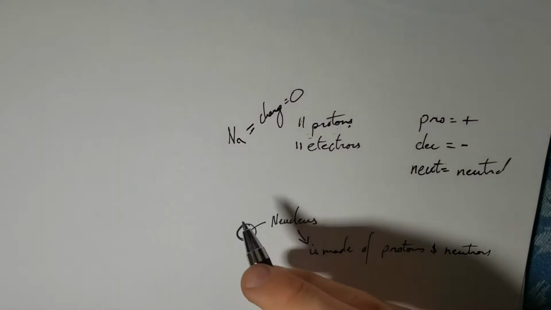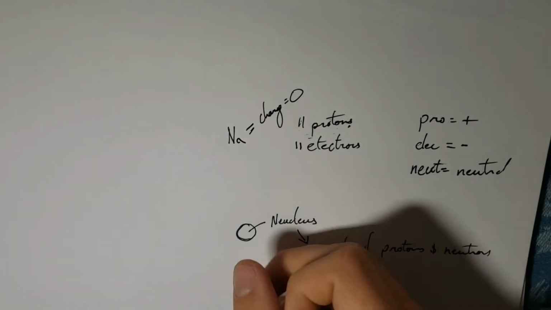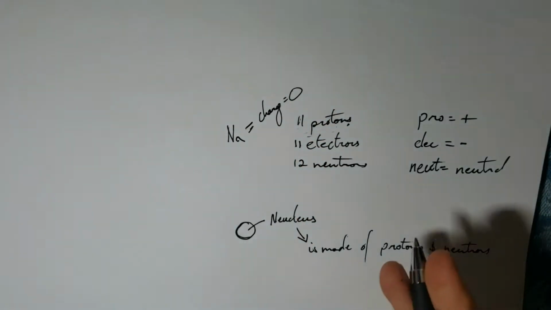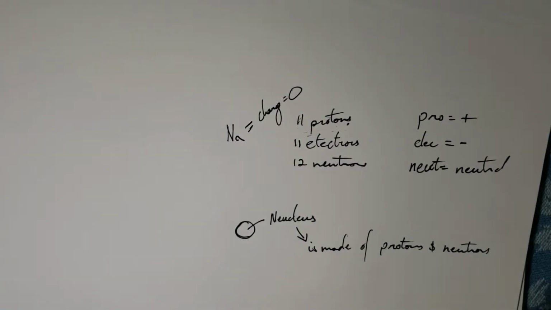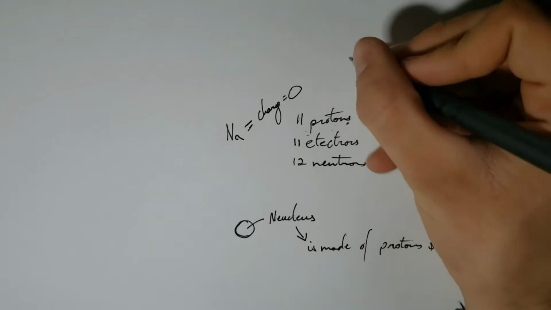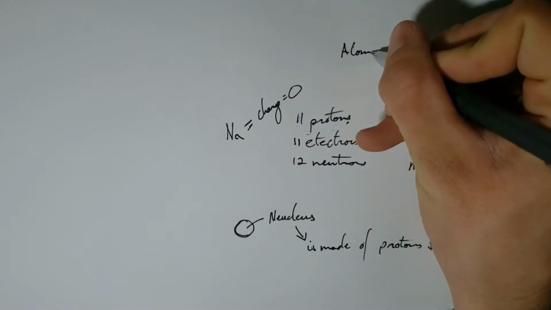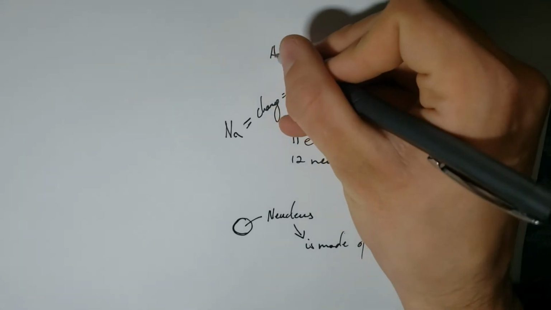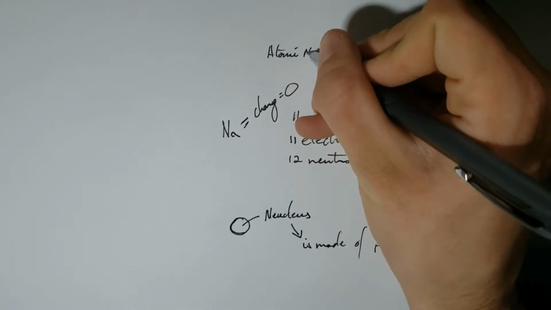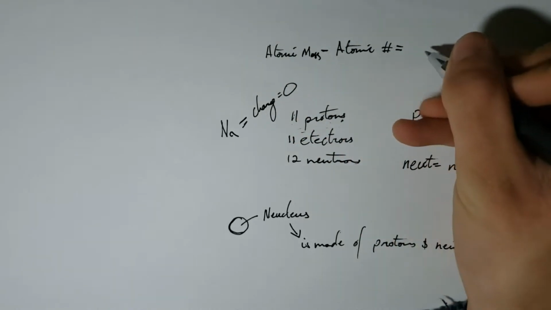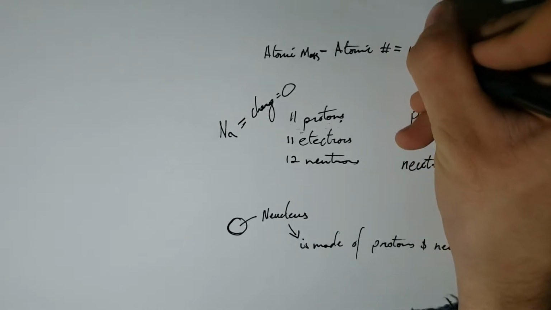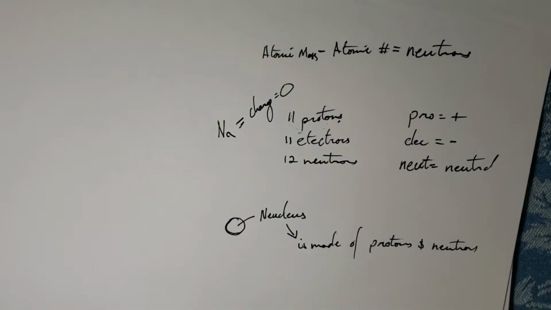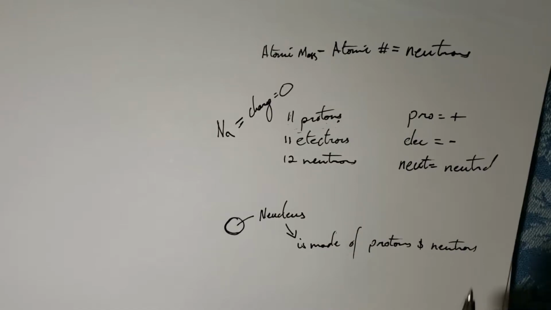So in sodium, we have 12 neutrons. And if you're curious and want to get ahead of the series, we can tell you real fast that your atomic mass minus your atomic number equals the number of neutrons. And you would round that to a whole number because you don't have just part of a neutron.